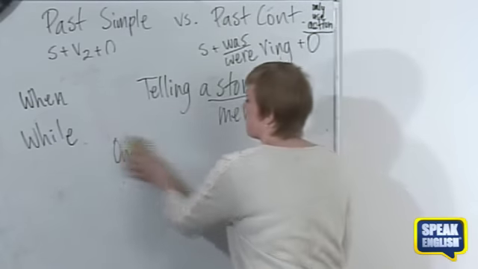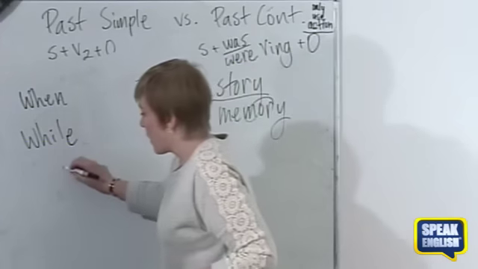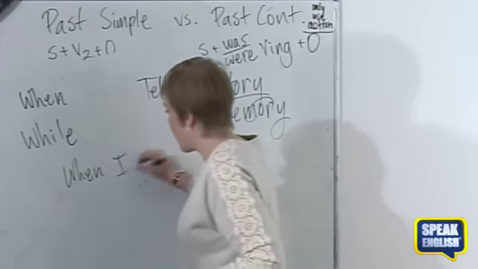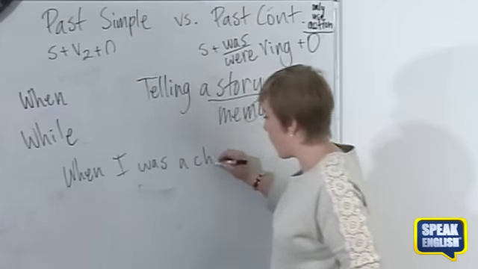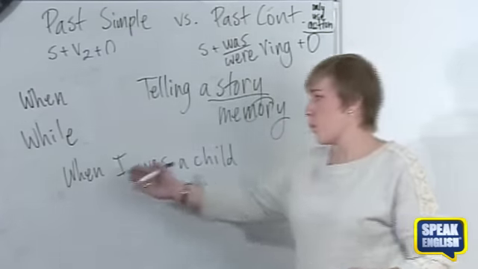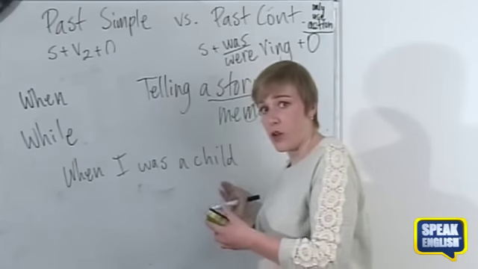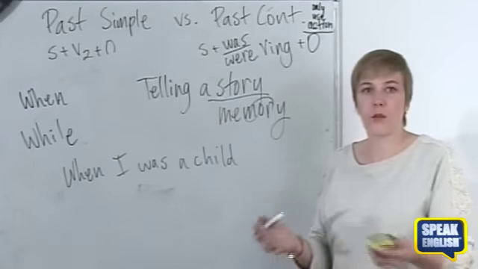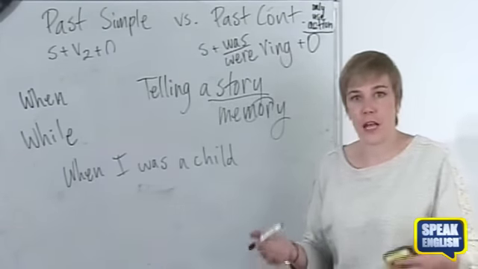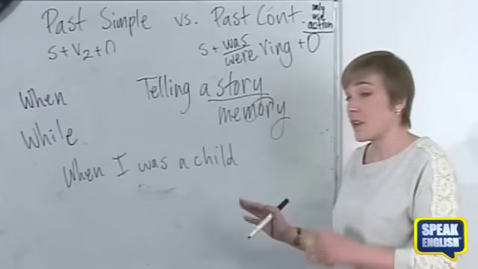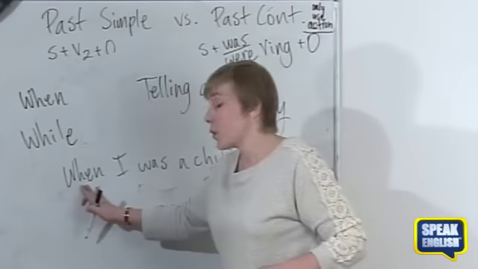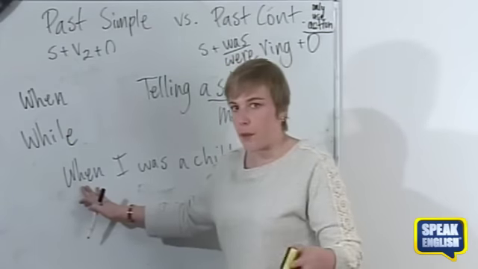Let's do something a little different. Maybe you can say, when I was a child. So, is this a fast action? Being a child? Not really. We're a child for about 16, 17, 18 years. So, this is a long action, but we're using when. This is not a problem.